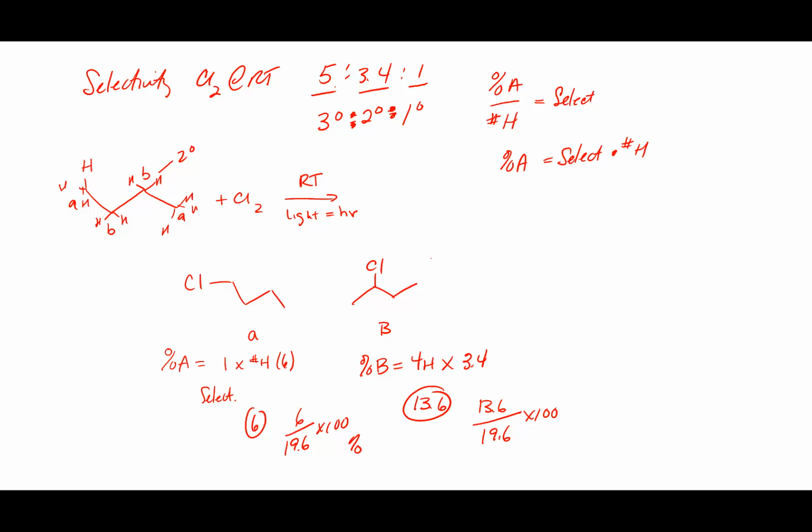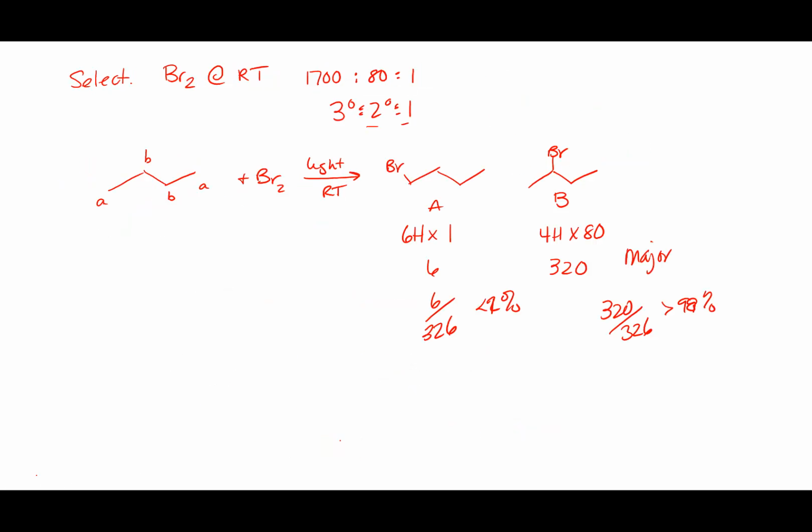So with chlorination, we always have to do the quick calculation. For bromination, it's like tertiary position, that's where the bromine's going, because it's 1700 to 1 favoring. So with these numbers, we can calculate what the percentages would be. We can calculate what the major product is.